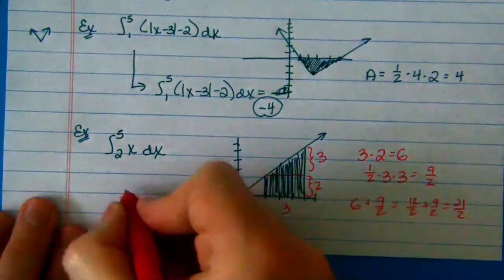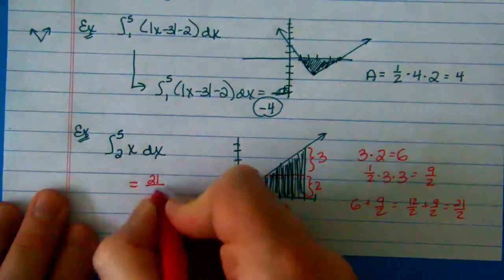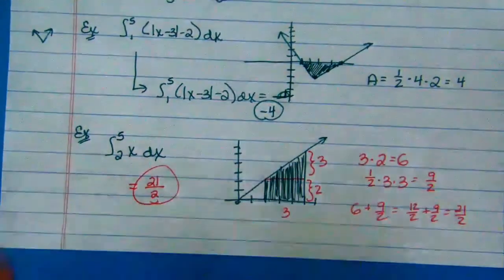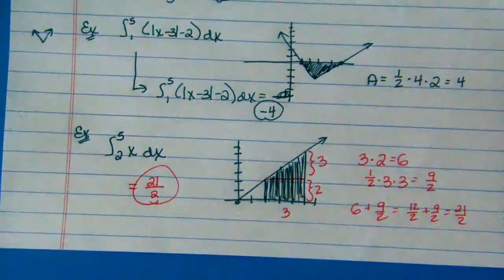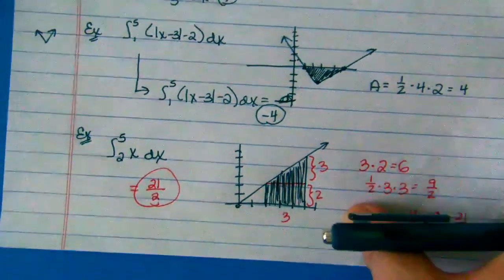And we're above the x-axis, so this signed area is going to end up being positive. 21 halves is the answer to that definite integral. One more like this.